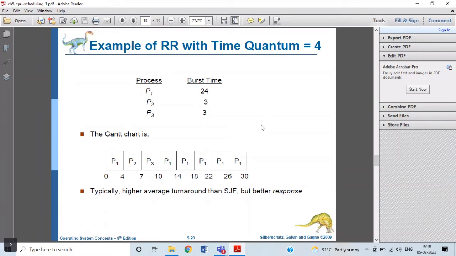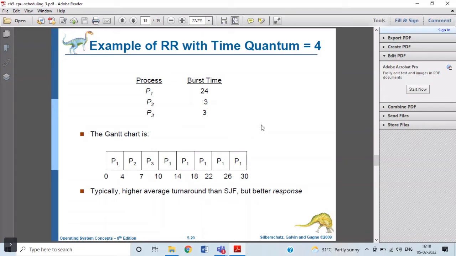Students, do you understand this, what round robin is? Yes, ma'am. So P1 first executes for 4 seconds, and the reason it executes for only 4 seconds is that the time quantum is equal to 4. According to the time quantum, it will be executed. Next, P2 will automatically come.